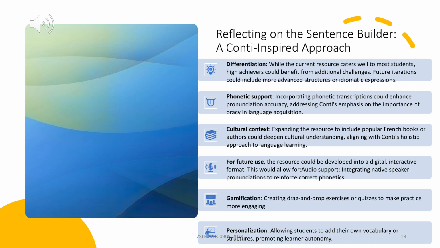However, critical reflection reveals opportunities for improvement. For example, integrating more authentic materials, providing digital activity, and incorporating deeper cultural context could optimize the resource's effectiveness. Also, future iterations might include phonetic support, native speaker audio, for instance, and personalized learning pathways, transforming the sentence builder from a static tool to a dynamic, learner-centered language acquisition instrument.